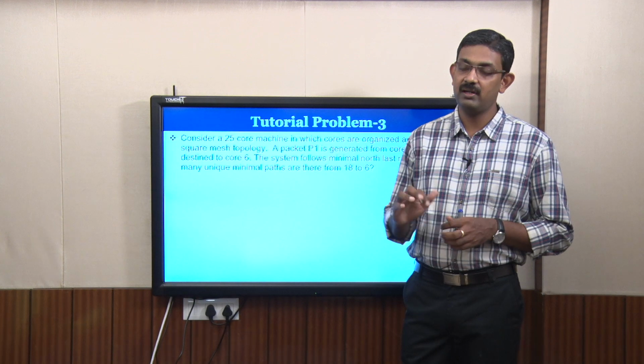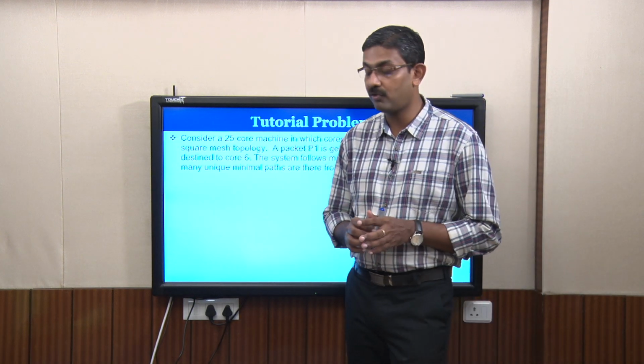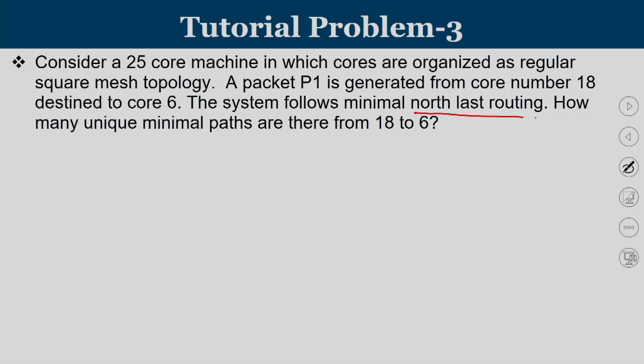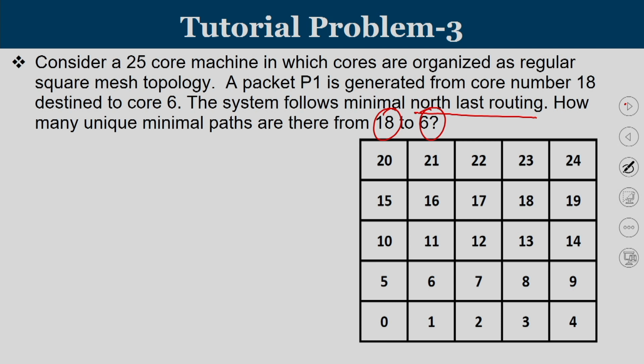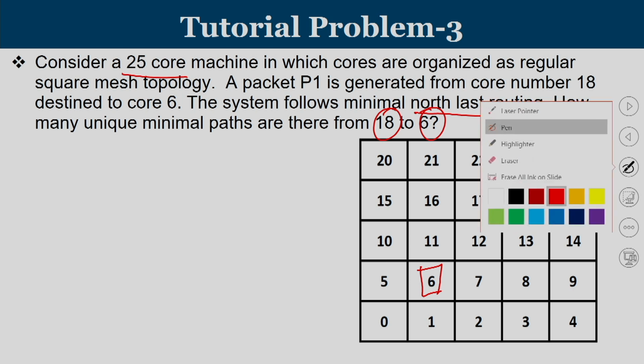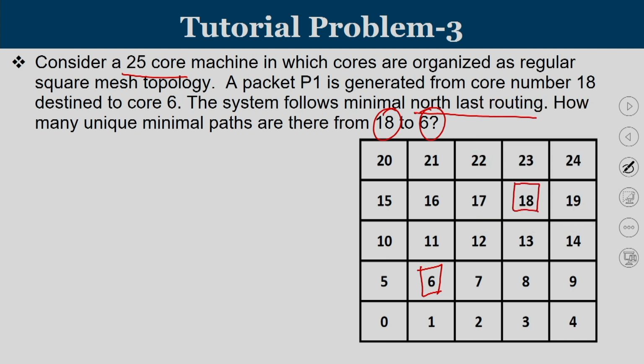Now, in this question a different set of routing is given. We are following north last routing and the packet is from 18 to 6. This is also a 5 by 5 network because it is a 25 core machine organized as a 5 by 5 mesh network. The packet is travelling from 18 to 6, and the routing that we have to follow is minimal north last routing.